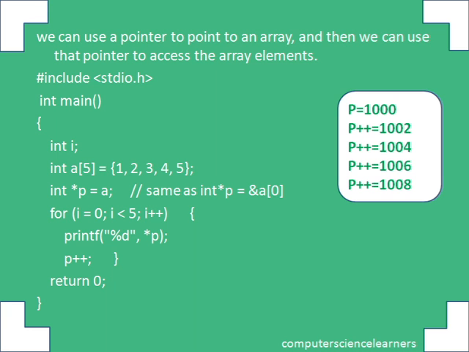This is how we can use a pointer variable to access array elements. So finally we will get the output as 1, 2, 3, 4, 5. Here instead of writing a of i, I am writing asterisk p and I am applying the pointer arithmetic for incrementing the addresses. This is how we can use the pointer in case of arrays.